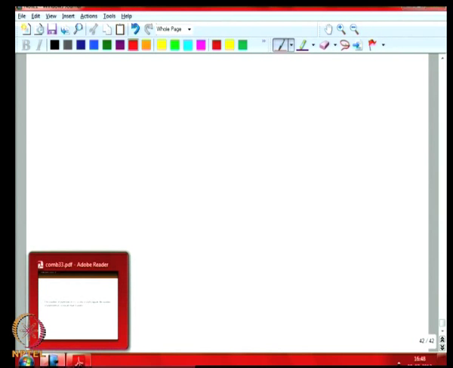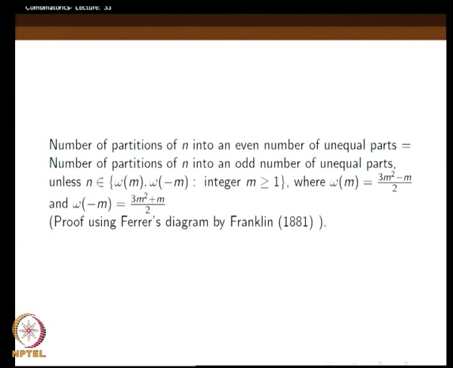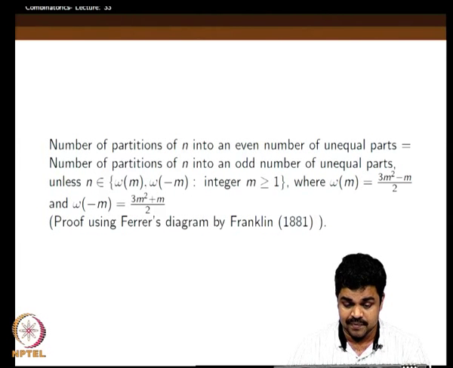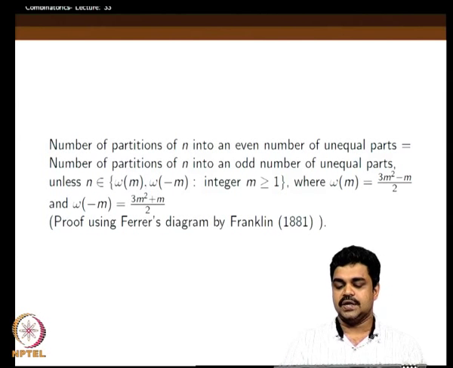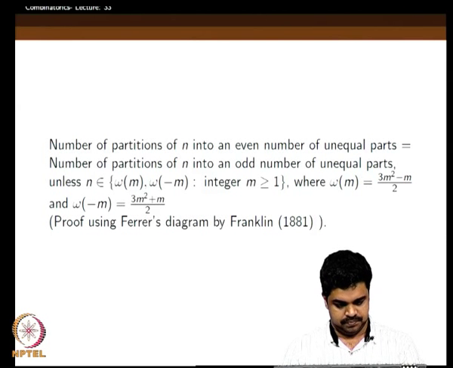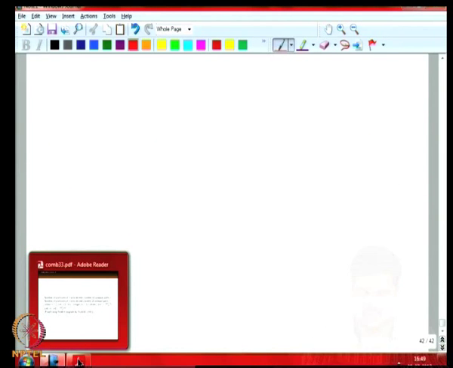Now, the next one is a little more non-trivial. Let us look at it; again we have to introduce what this is about. The number of partitions of n into an even number of unequal parts, distinct parts, is equal to the number of partitions of n into an odd number of unequal parts, unless n has some special form. This is what it says. So, let me introduce what we are looking for now.